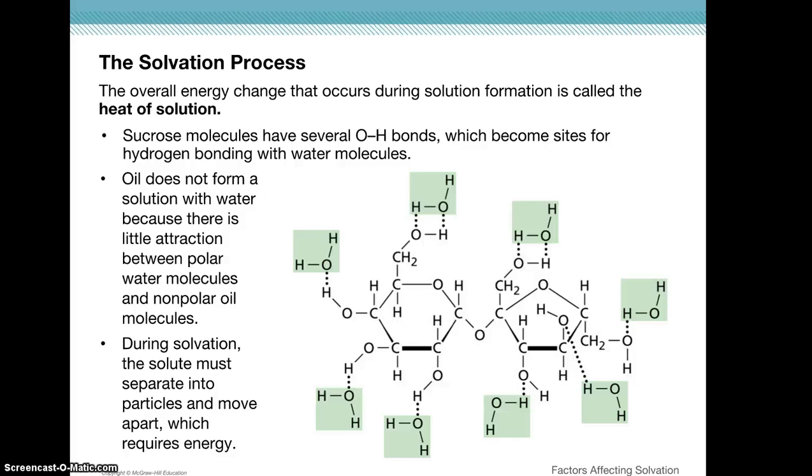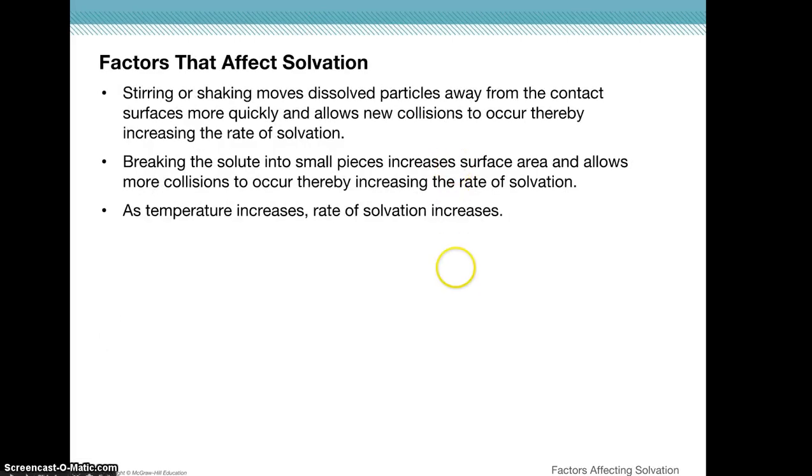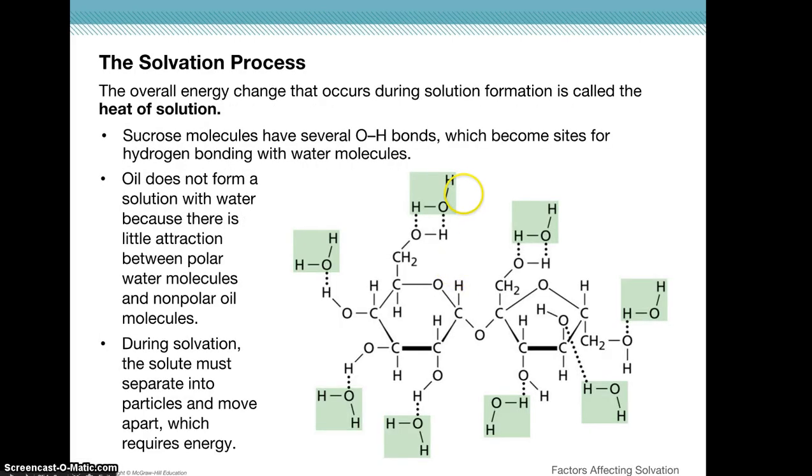For example, when sucrose dissolves, which is table sugar, there are lots of places on these sucrose molecules, and you can see, this whole thing right here is a sucrose molecule. There are lots of places for attractions between the sugar molecule and the water molecules. So that's what causes that heat of solution: the attraction that we're forming between the water and the solute.